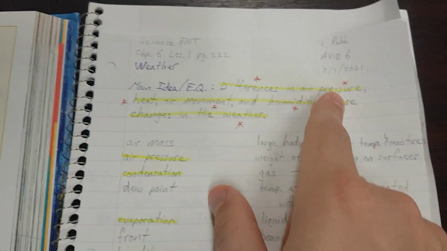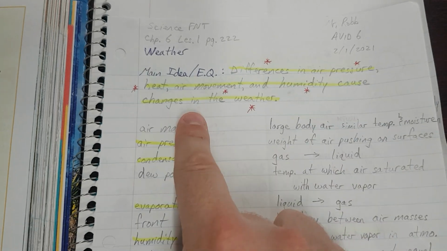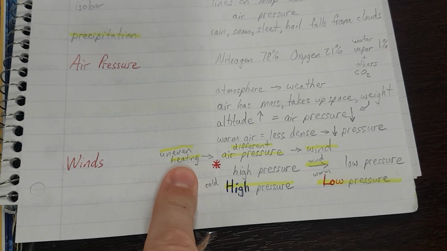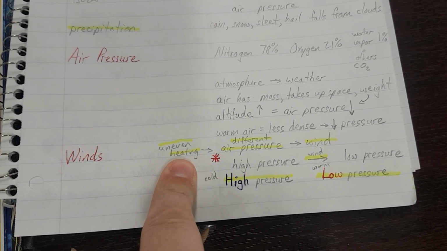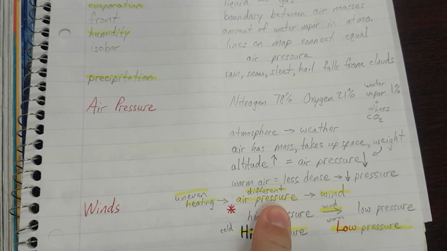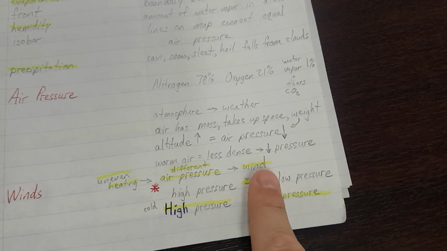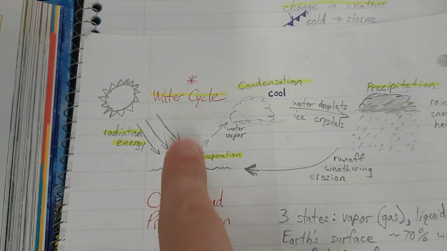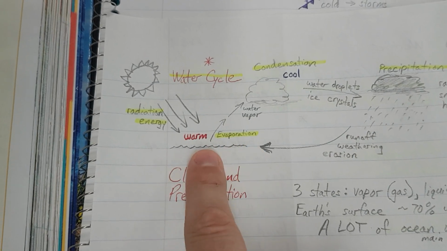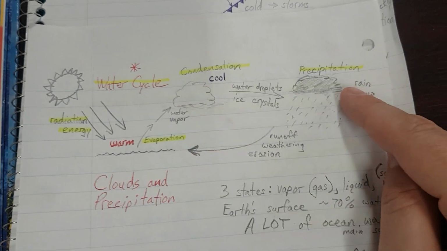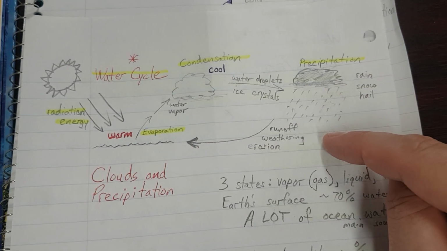Differences in air pressure, heat, air movement, and humidity cause changes in the weather. Uneven heating of the Earth's surface due to the sun's energy causes differences in air pressure. Those differences in air pressure result in wind blowing from high pressure areas towards low pressure areas. Okay. The sun's energy powers the water cycle, evaporating water, which cools and condenses high in the atmosphere, and eventually there's precipitation of the rain and snow and hail.